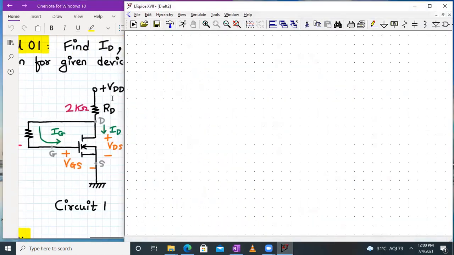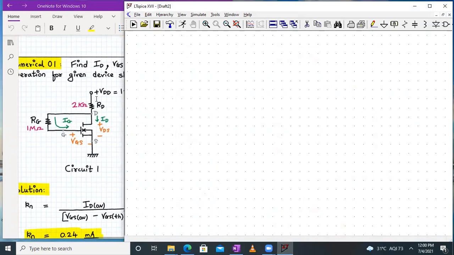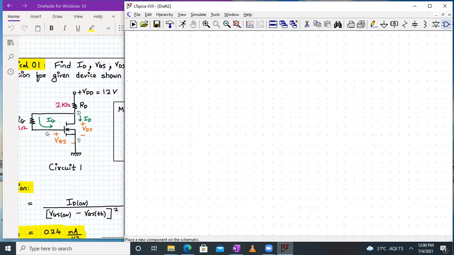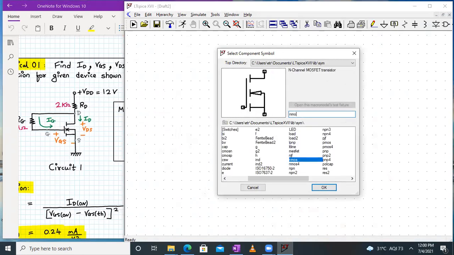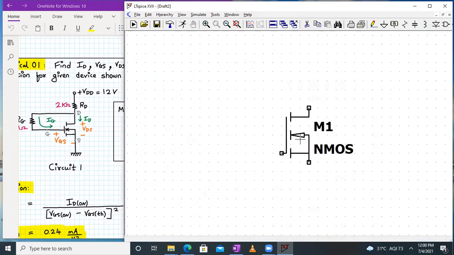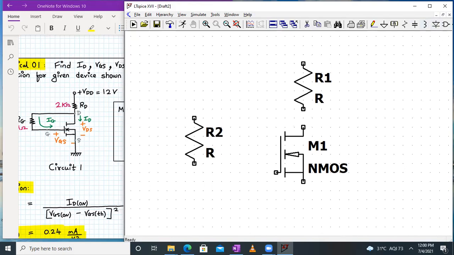So I'll open the LTSpice window and I'll keep the circuit also open over here. We'll go to the component library and type NMOS. So this is the N channel MOSFET transistor. We place it onto the screen. And now we require the resistors. One resistor will be here, the other resistor somewhere around here. Okay, let me just move this slightly up.